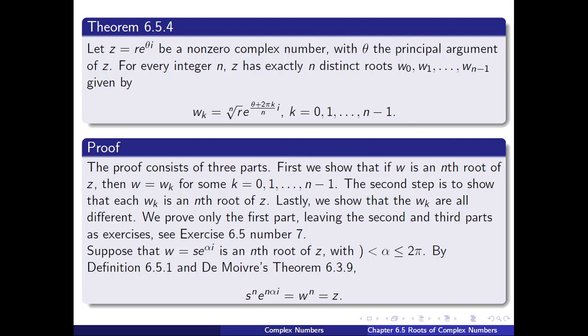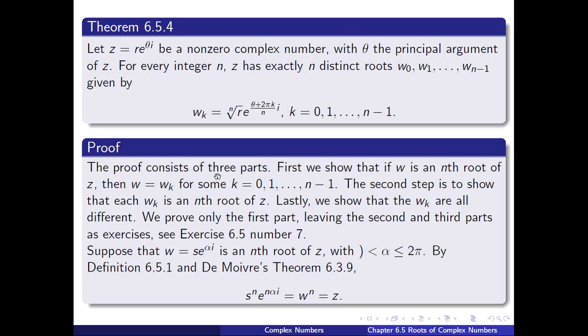So this is a theorem that tells us all the roots of a given complex number. And we are even told that for an integer n, we are going to have exactly n distinct roots. So we are going to look at this proof. The proof has 3 parts, and we are going to do one part, and then the rest will be left as an exercise.